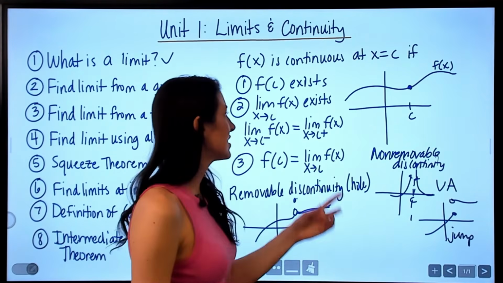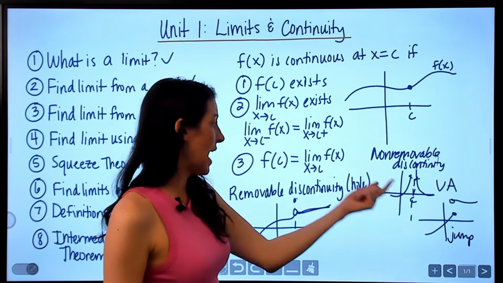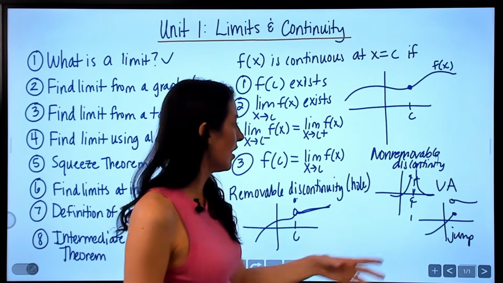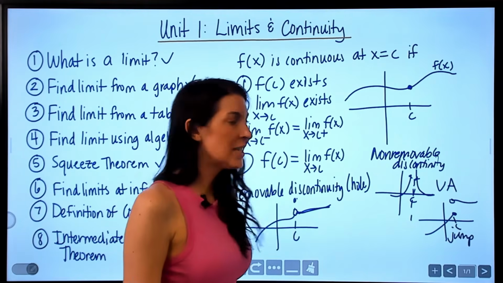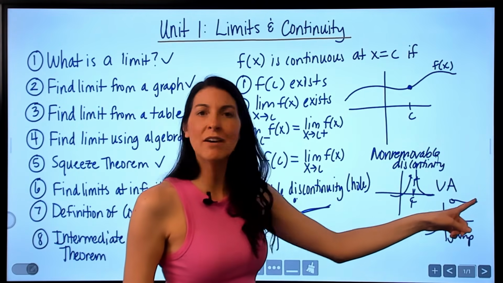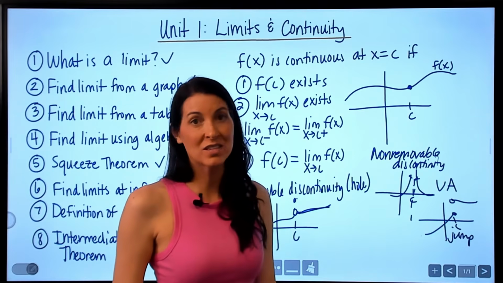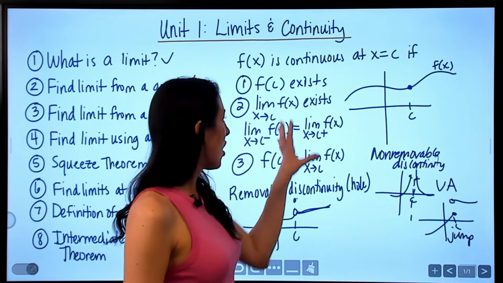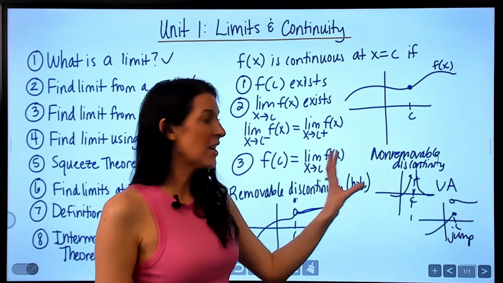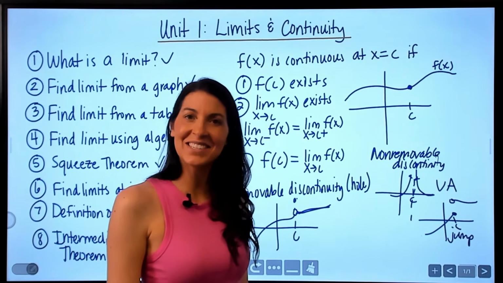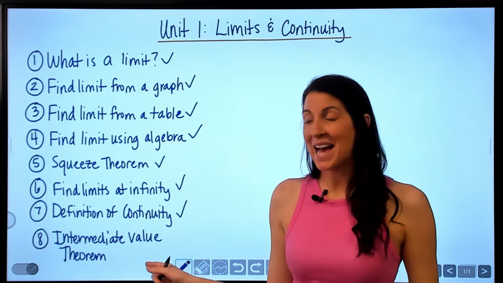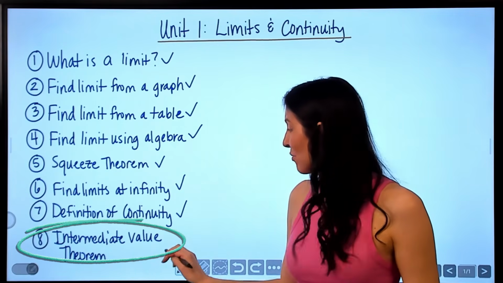And this would fail step 2 because oftentimes at a jump you can see a point right there. So f of c does exist, but the limit as x approaches c from the left does not equal the limit as x approaches c from the right. So here we've gone through the steps of the definition of continuity as well as some common discontinuities. And now we've made it to the last one, the intermediate value theorem.